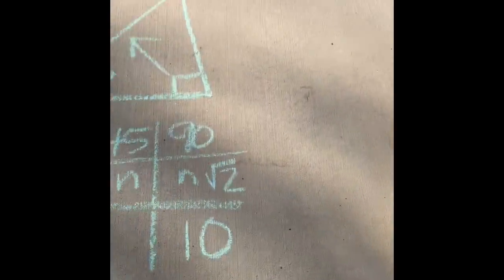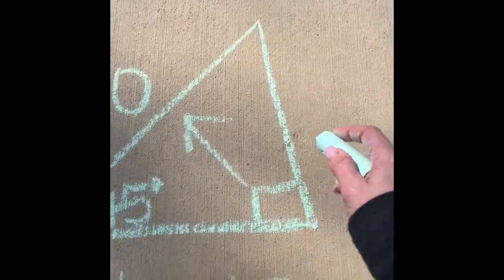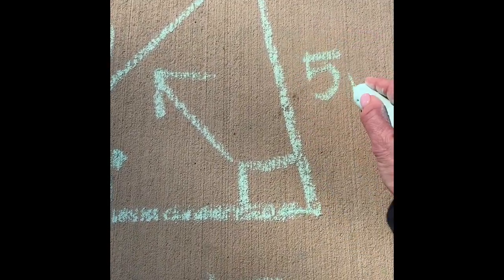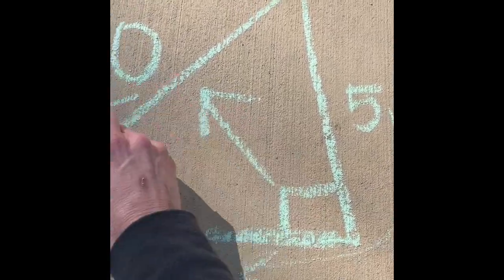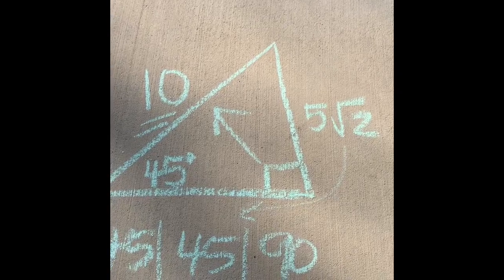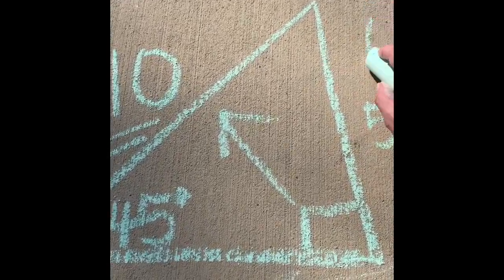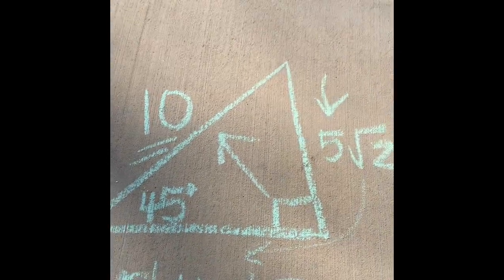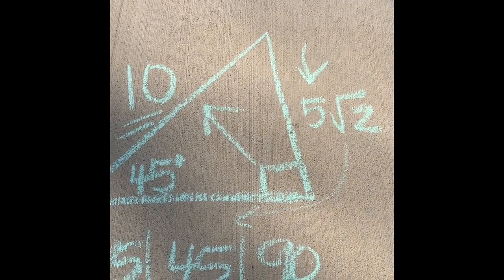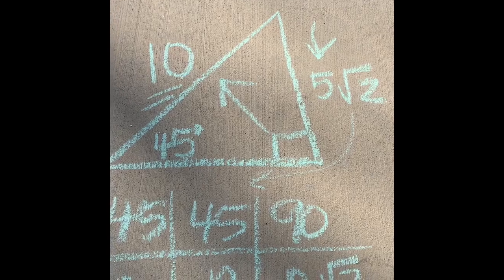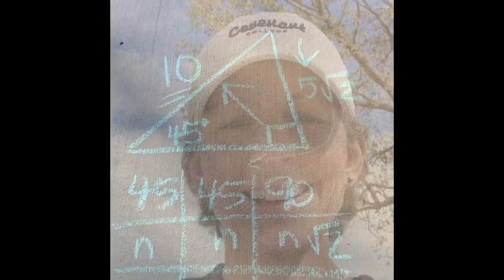Now I want you to see something. This side is 5 square root of 2. And so is this. And what do you notice? Do you see that this is half of the hypotenuse times the square root of 2? That will actually always happen. Pretty cool, huh? Okay, let's try one that's a little bit harder.